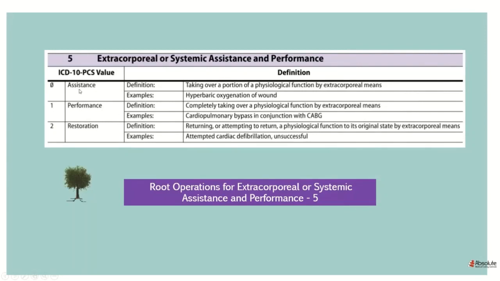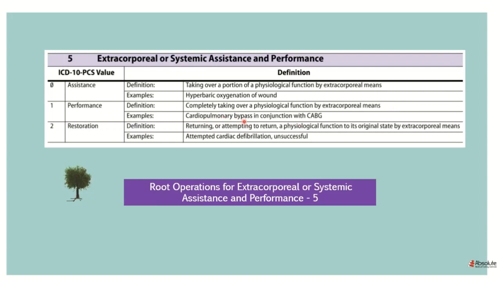All right, so if you're going to code for assistance, assistance means taking over a portion of a physiological function by extracorporeal means. Performance means, and the example that they give you is hyperbaric oxygenation of a wound. Performance is completely taking over a physiological function by extracorporeal means. So that means that this machine is doing the work completely.